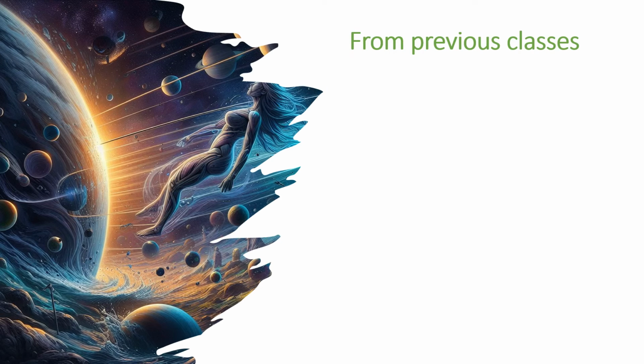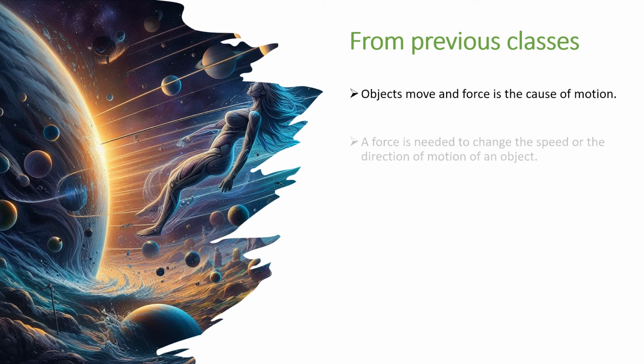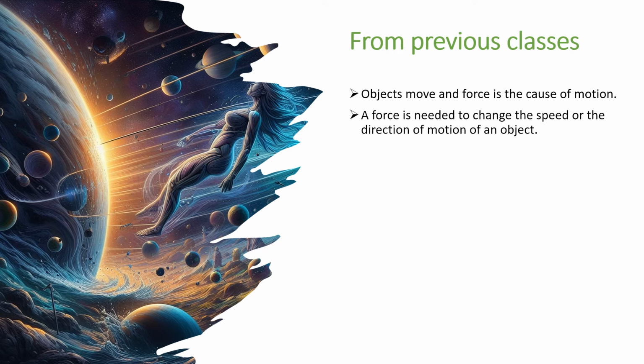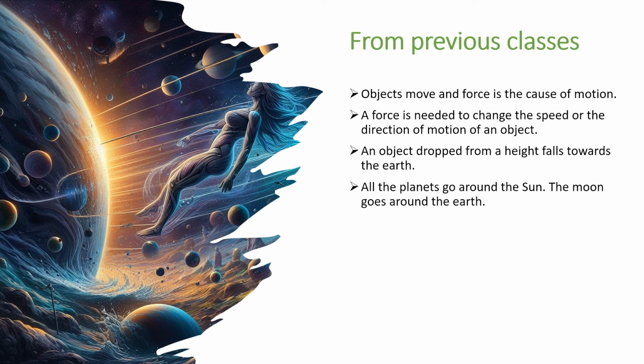Now, let's recall what we learned from our previous classes. We learned that objects move and force is the cause of motion, right? A force is needed to change the speed or the direction of the motion of an object. An object dropped from a height falls towards the earth. All the planets go around the sun. The moon goes around the earth.